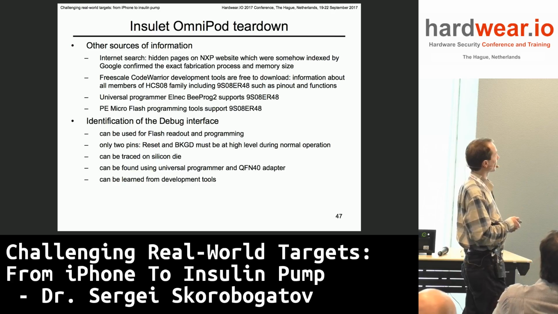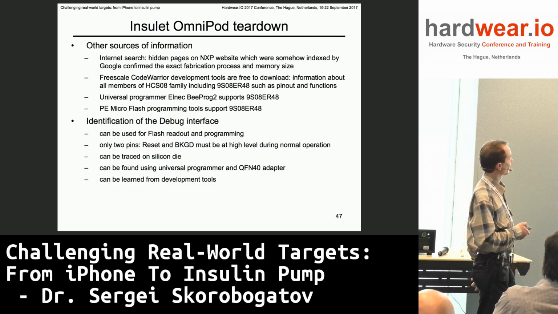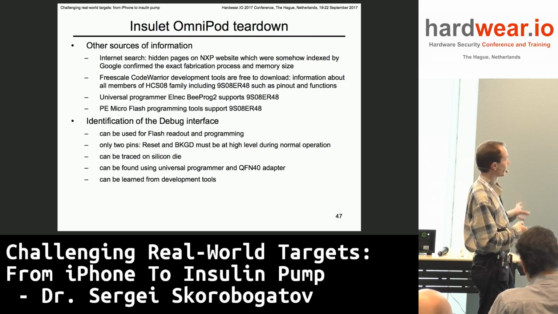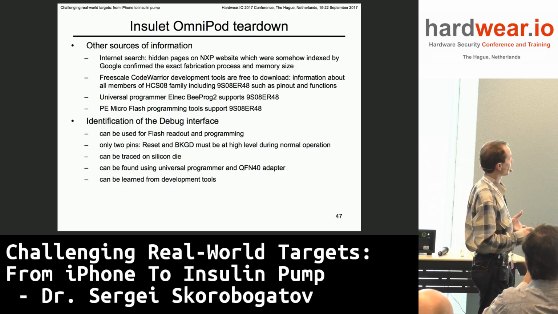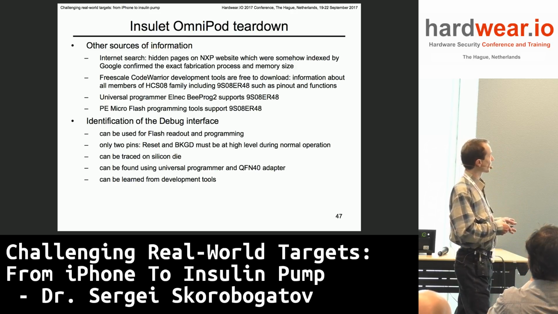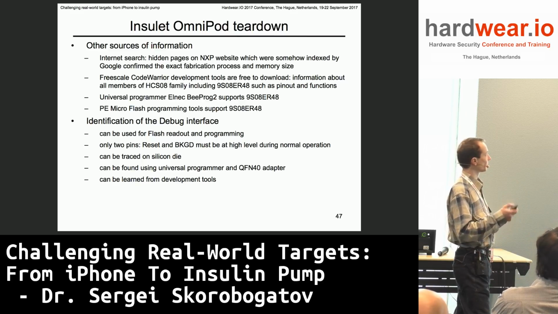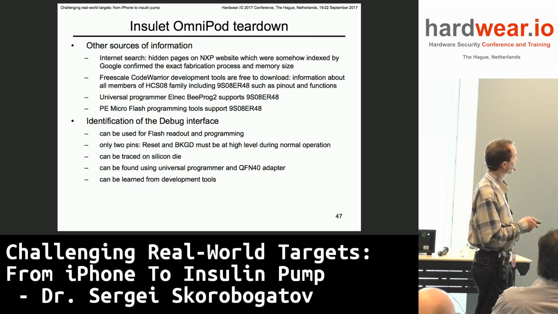And I also found other sources of information about this chip, because for some reason, for example, Google was able to index some hidden NXP website pages that contained information about the fabrication process on this chip, that also didn't show more than the 0.25 micron process used, and the memory size, and what material they use for bonding wires and for the package.